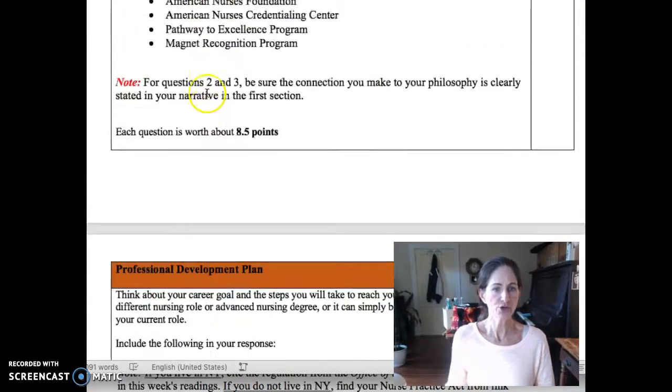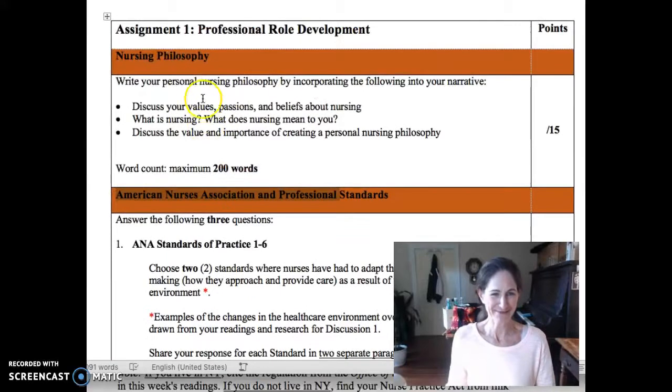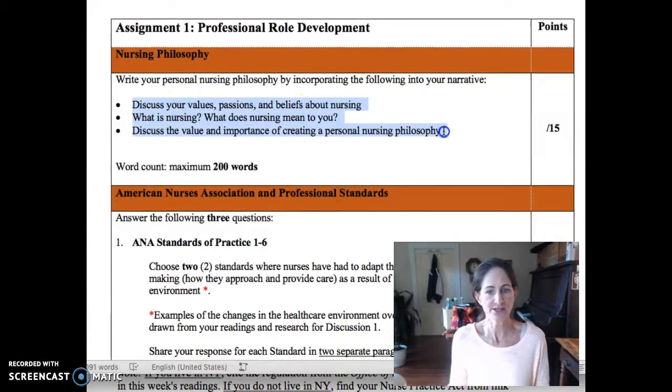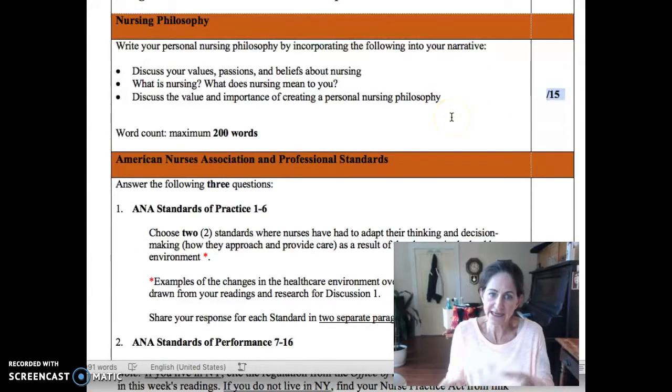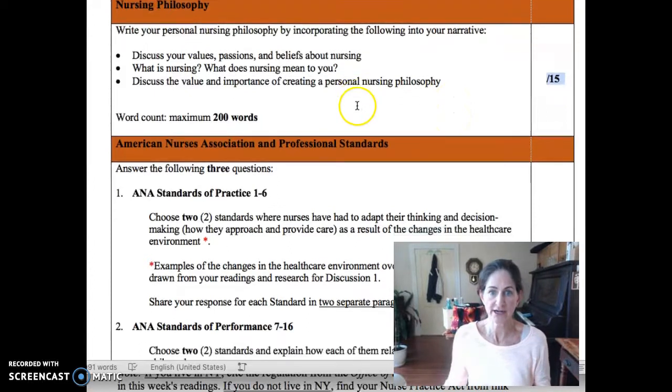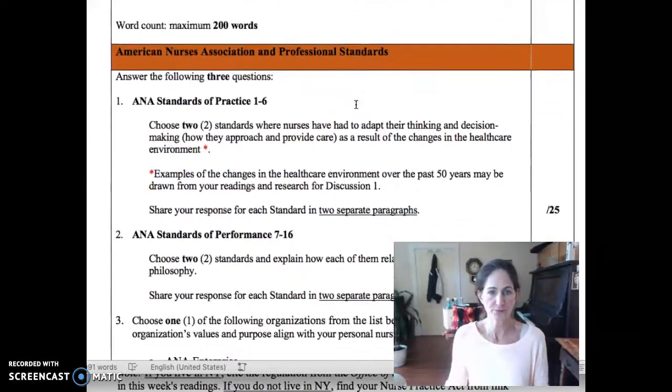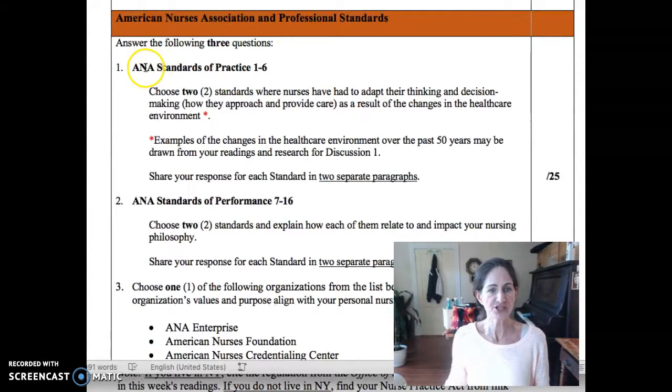All right, so I'll keep going. The nursing philosophy, basically in one paragraph, answer these questions. Keep in mind, 200 words, and then take a look at the point spread. So it's 15 points, this question. And you'll use that 15 as you gauge the amount you need to write according to other sections of the paper.